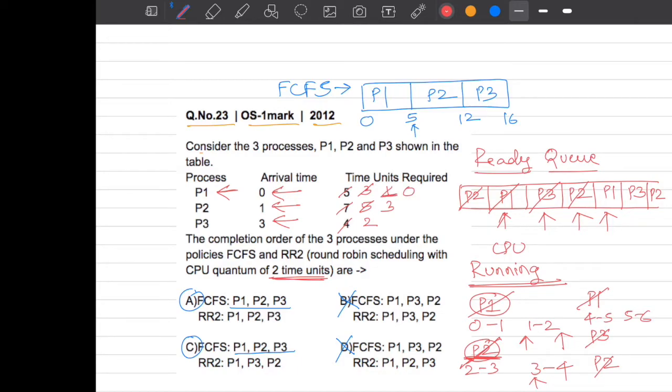It reaches 0. So in our options, as we can see, yes, RR2 has P1 first, same options. So we have to go further. We are done with P1 now. Next in the queue is P3. As you can see, for P3 only 2 seconds are remaining, and after the time quantum of 2 seconds it will become 0. So after P1, P3 gets completed, which is our option C. So option C is the right answer.